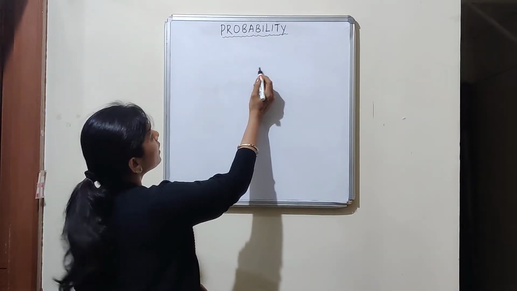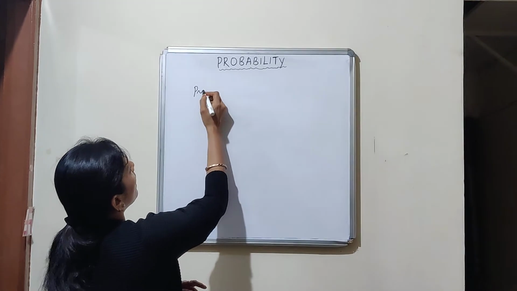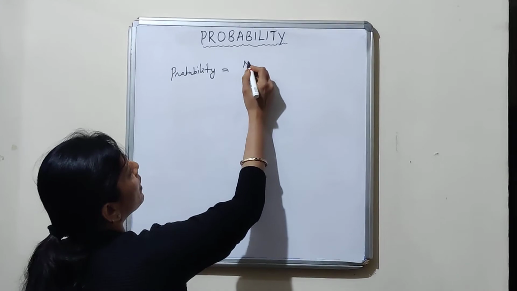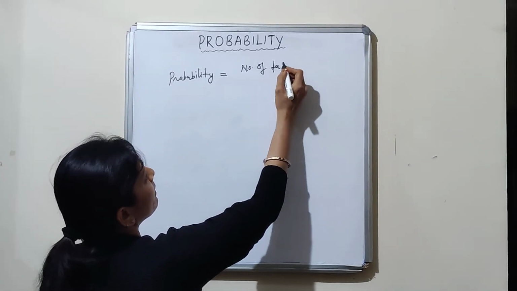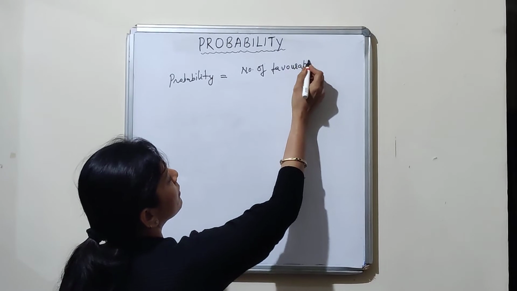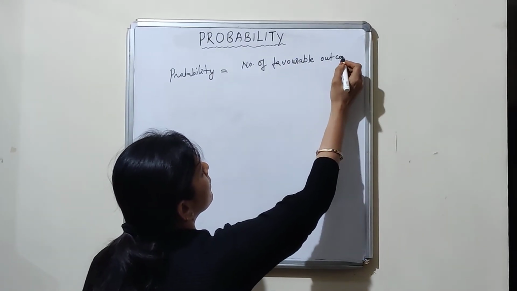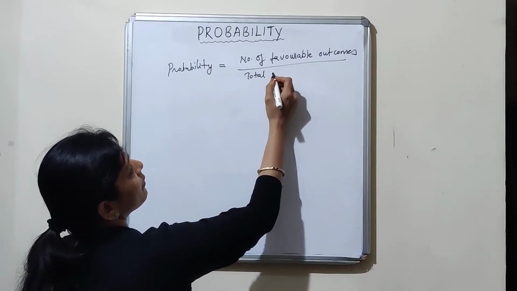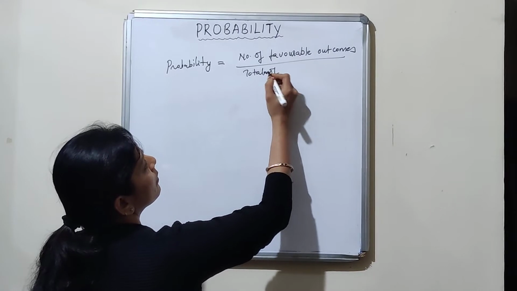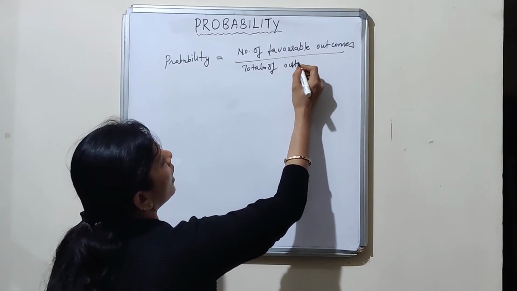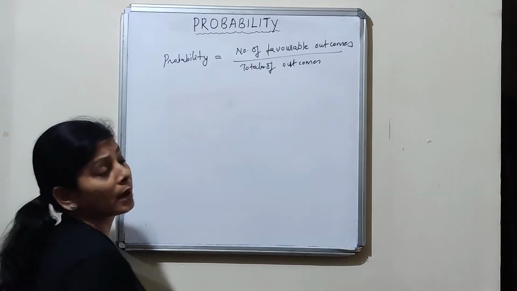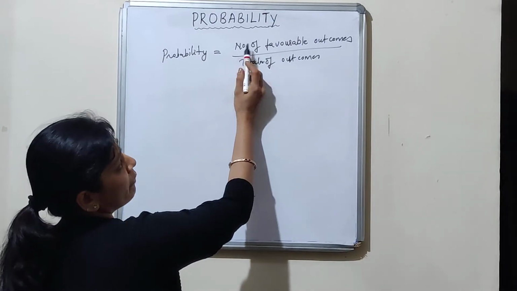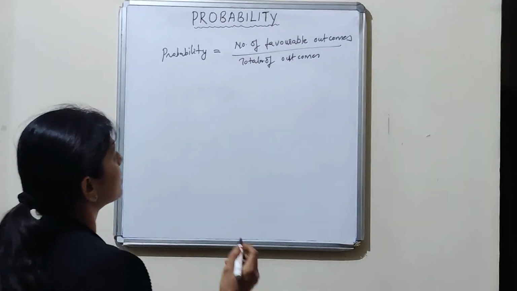To measure probability, we use the formula: probability is equal to number of favorable outcomes by total number of outcomes. Now, to explain this, I'll be taking an example. What is number of favorable outcomes and what are the total number of outcomes?